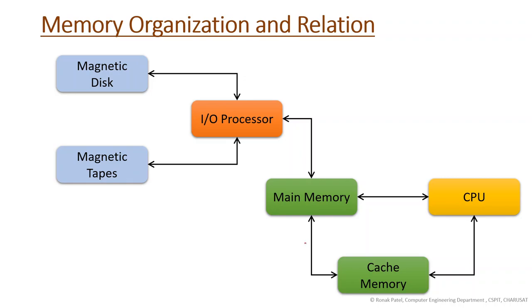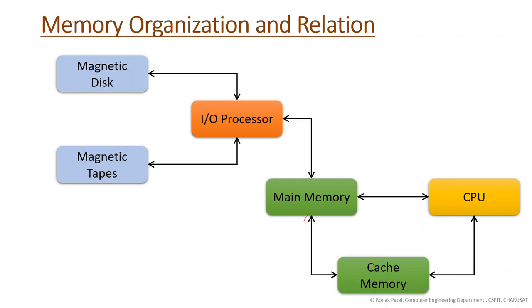Okay, so just keep this in mind, right? The processor will not directly access data from magnetic disk or magnetic tapes. Through the IO processor, that data will be placed into main memory, and the CPU will access that main memory only. So the CPU has direct access to main memory and your cache memory.